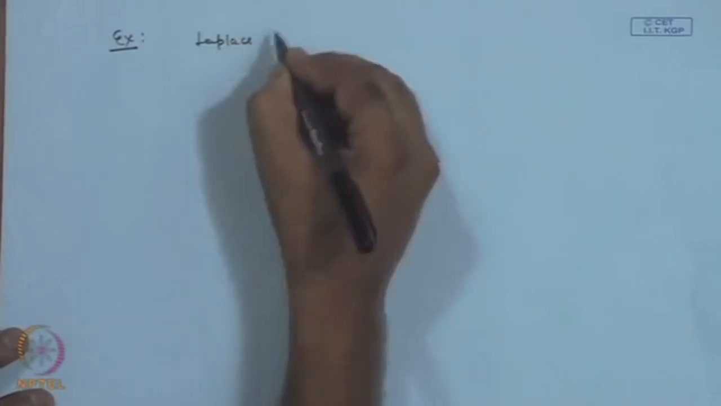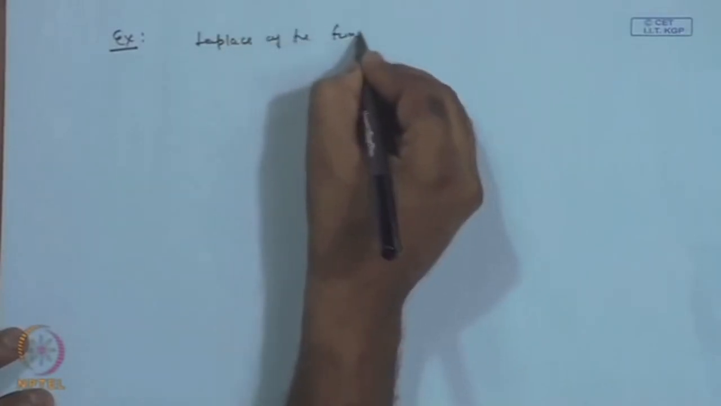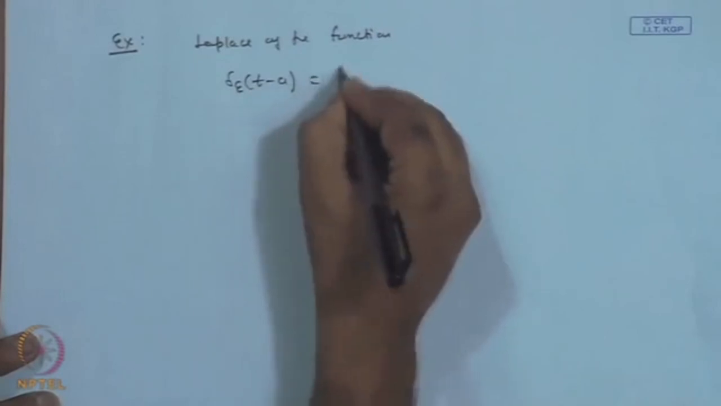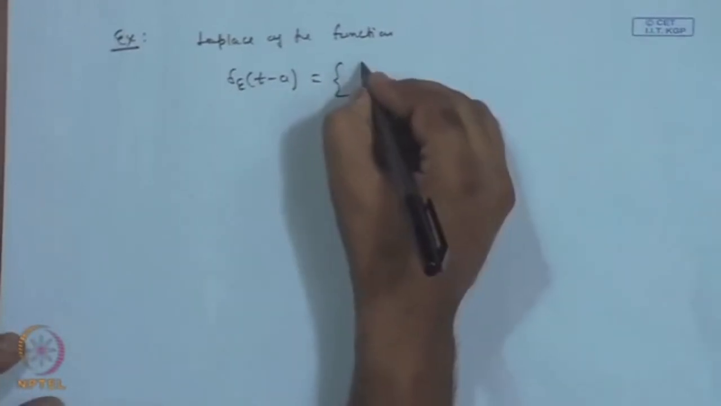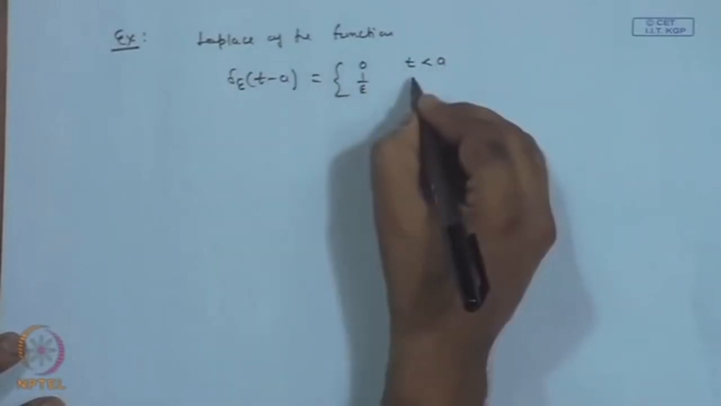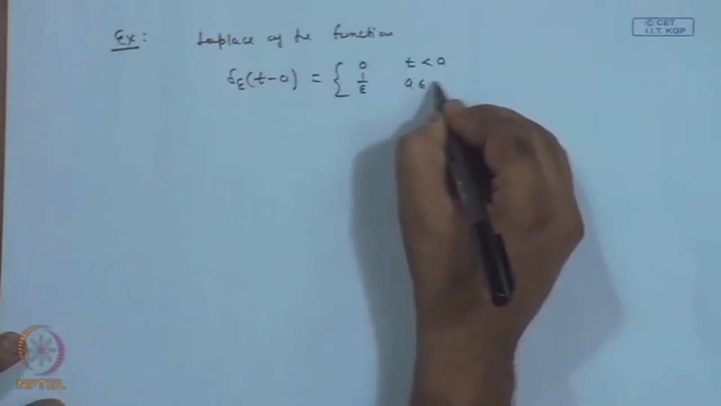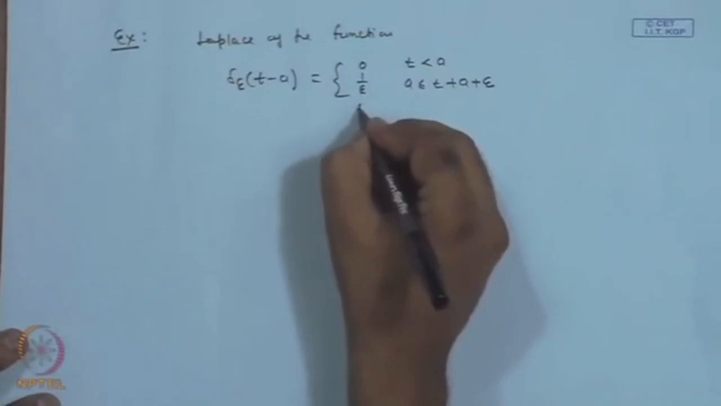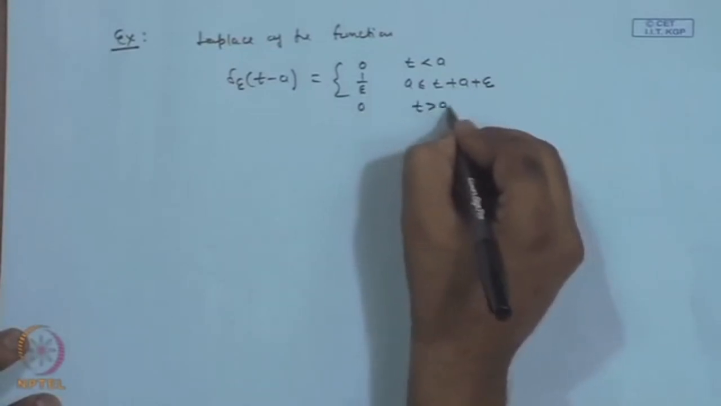So, now we come to the next function, that is the delta epsilon function we call it. So, Laplace of the function delta epsilon t minus a. So, this is defined as follows, that the value is 0 if t is less than a, the value is 1 over epsilon if t is between a and a plus epsilon, and this is 0 if t is greater than a plus epsilon.